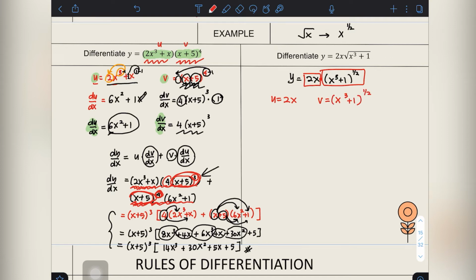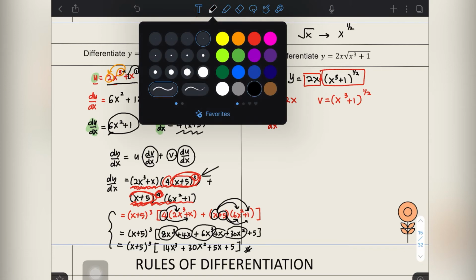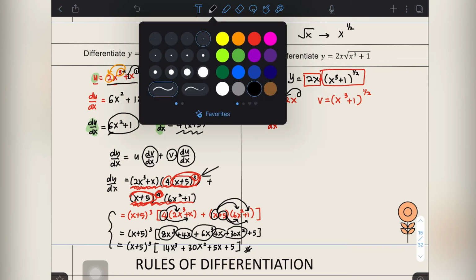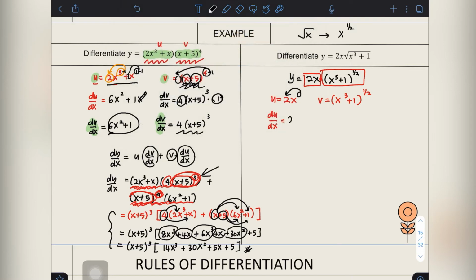Okay, now we want to differentiate both u and v. Differentiate u in terms of x, you will get du/dx. Do the basic differentiation technique. The power here is 1, multiplied by 2 in front, so you have 2 x to the power of 0. So x to the power of 0 is equal to 1, no need to write. So you have 2.